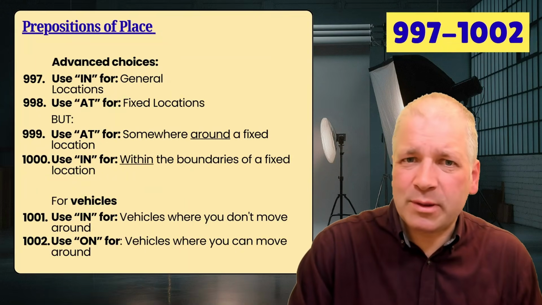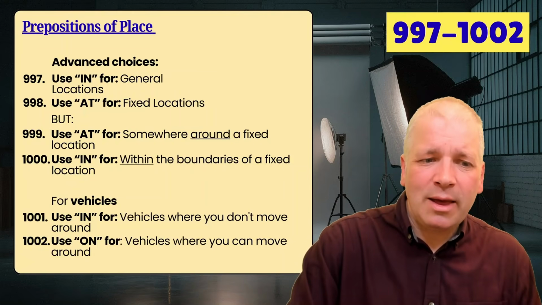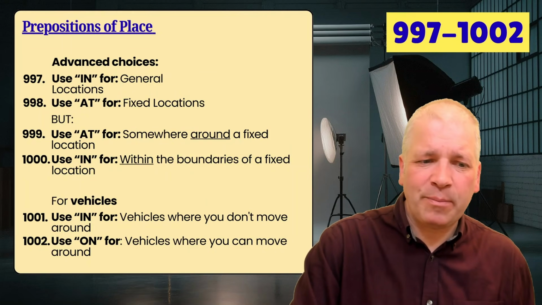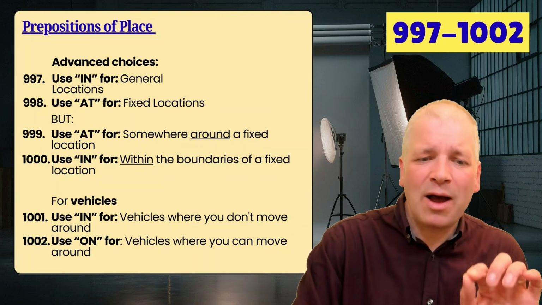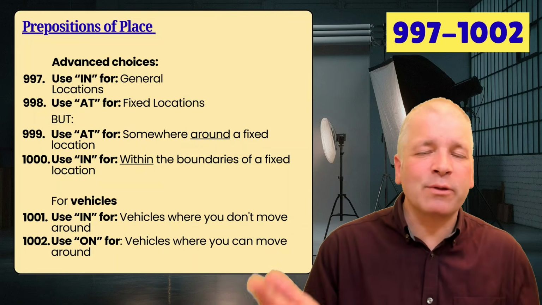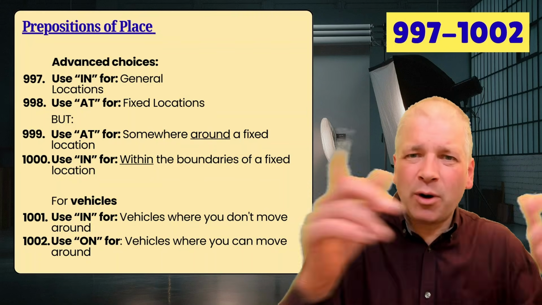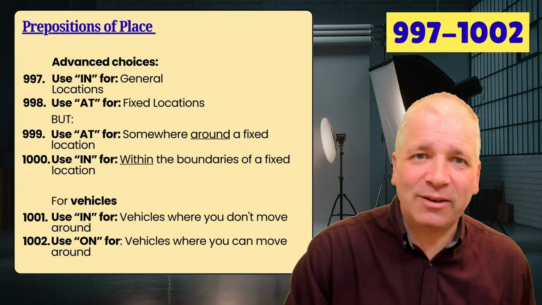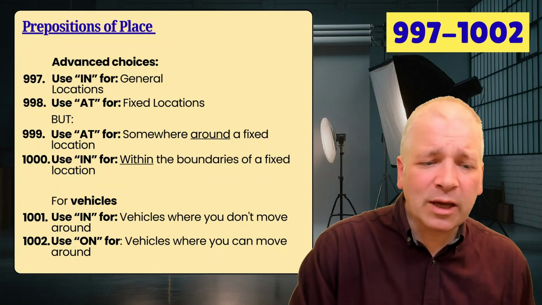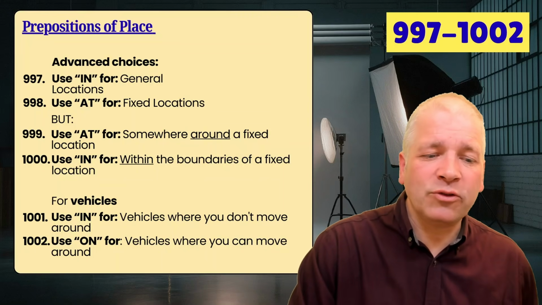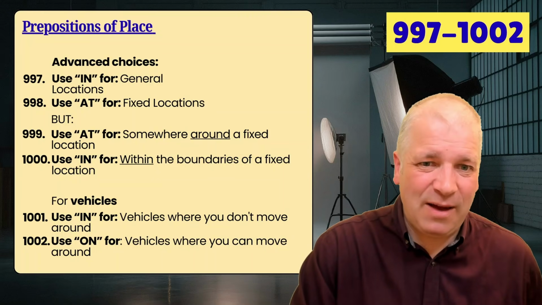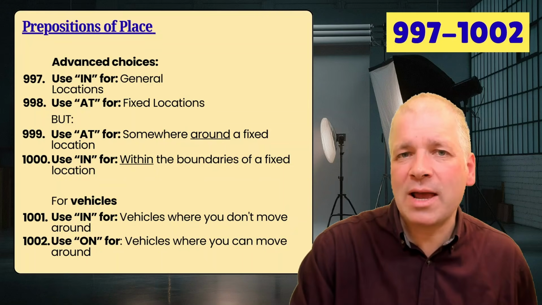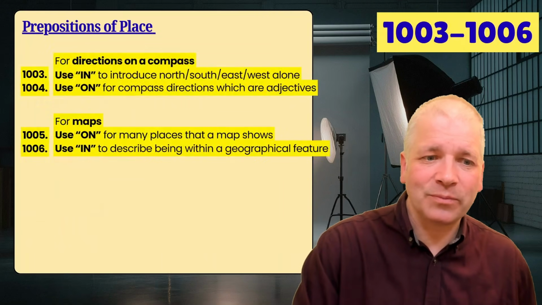Now for advanced choices with prepositions of place. In we use for general locations, at for fixed locations, but we can use at for somewhere around a fixed location. So at the station means somewhere around the station. In the station means within the boundaries of that location. For vehicles, use in for vehicles where you don't move around. So I'm in a car, I have to sit. Or on for vehicles where you can move around. I'm on a train. I can move around the train.